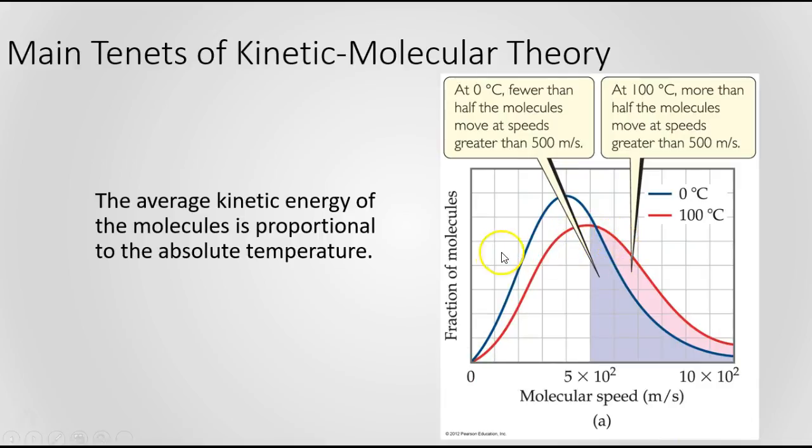So the lower the temperature is, the more the peak is going to get higher and shifted to the left, meaning there's less variety of speeds. And as we increase the temperature, the peak flattens out and shifts to the right. So there's going to be a greater distribution, a more variety of the speeds that the particles are traveling.